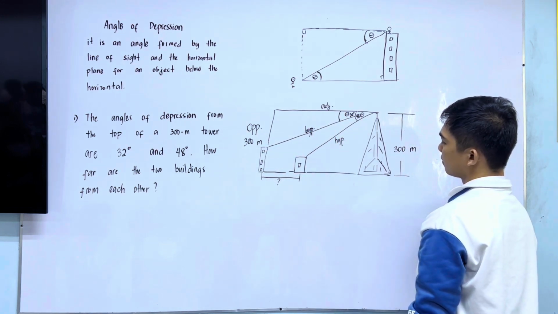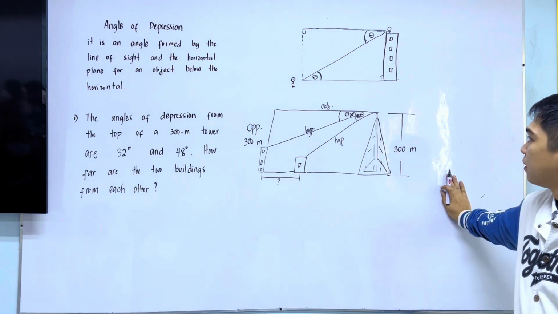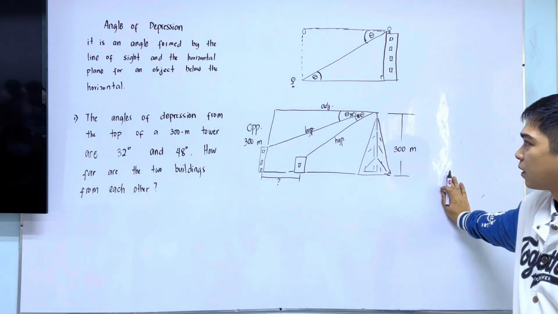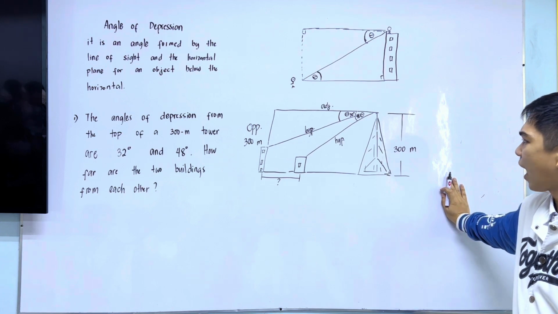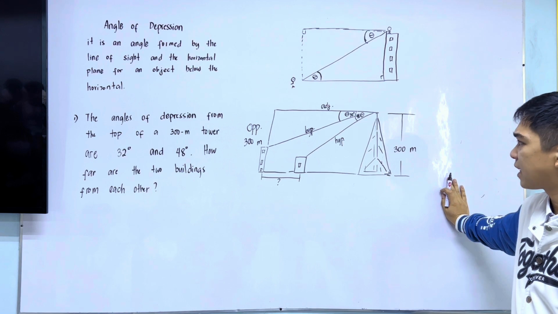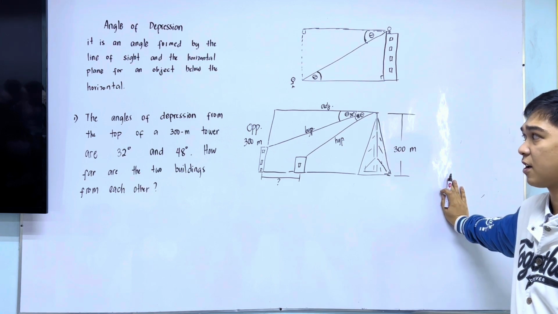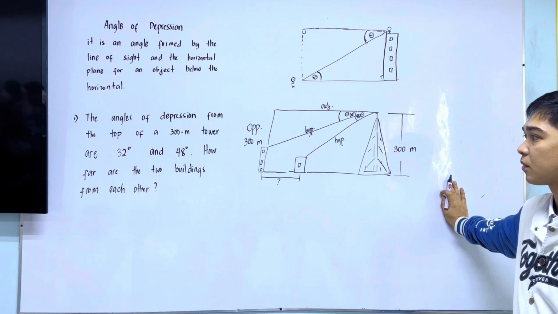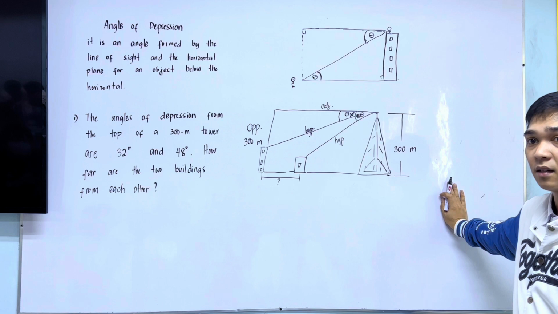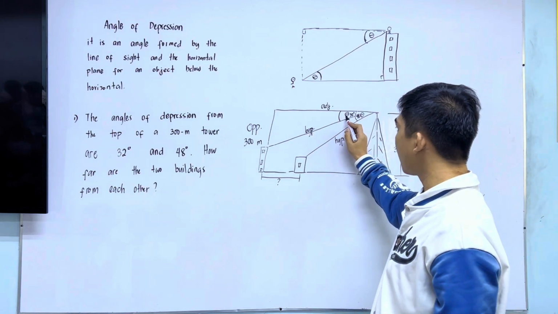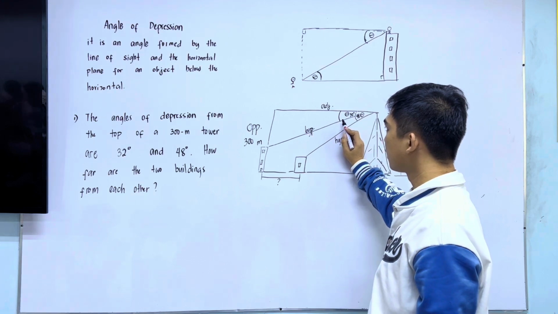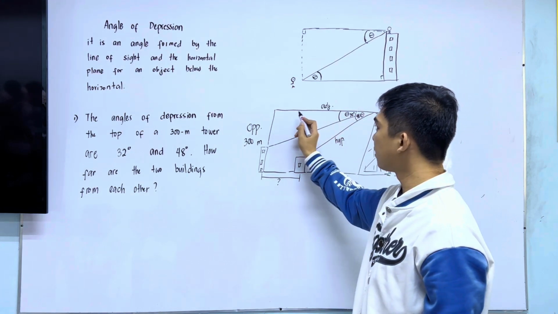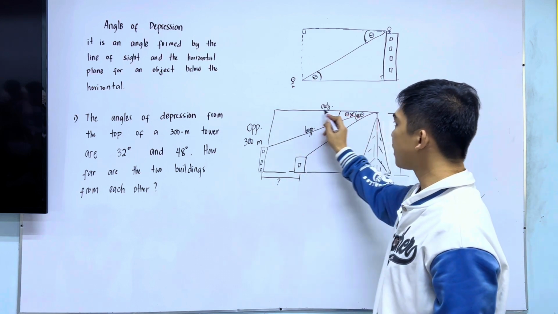300. 32. Kaso, meron pa tayong unknown. Isa lang na side yung given natin. Dapat meron tayong two sides given. Mali yung example. But given naman yung ating angle. So, anong kukunin natin? Ito munang adjacent. Itong adjacent ang kunin natin.